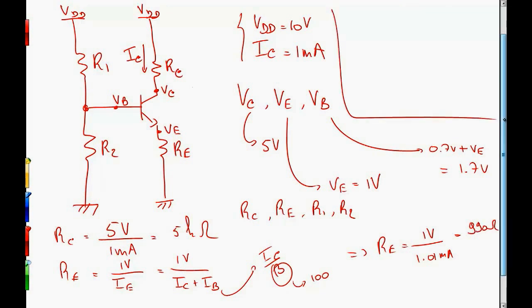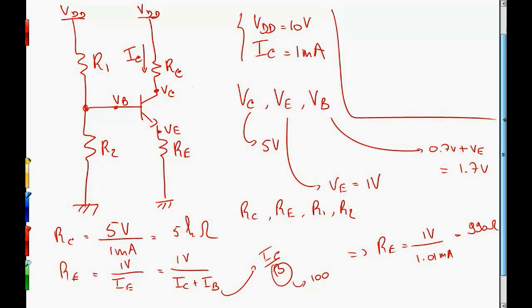So let's calculate now R1 and R2. The current flowing through R1 and R2 is the designer's choice again. Now if that current is too low, then the biasing will be affected by the transistor parameters, for example by the varying forward current gain beta. And if that current is too high, it will cause an increased power consumption.